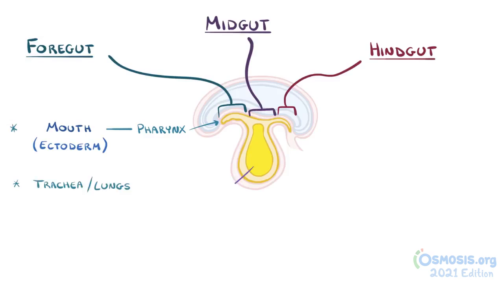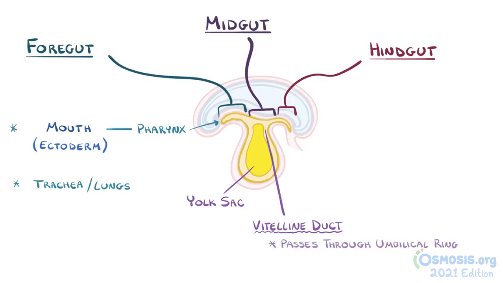The midgut remains connected to the yolk sac, and this connection, which is called the vitelline duct or yolk stalk, gets thinner and thinner over time. The endoderm lines the yolk sac, which sits outside of the body of the developing embryo, so the vitelline duct passes through the umbilical ring to get to the yolk sac. Over time, the yolk sac gets smaller and smaller, and eventually the vitelline duct collapses, and the only remnant that's left behind is the Meckel's diverticulum.